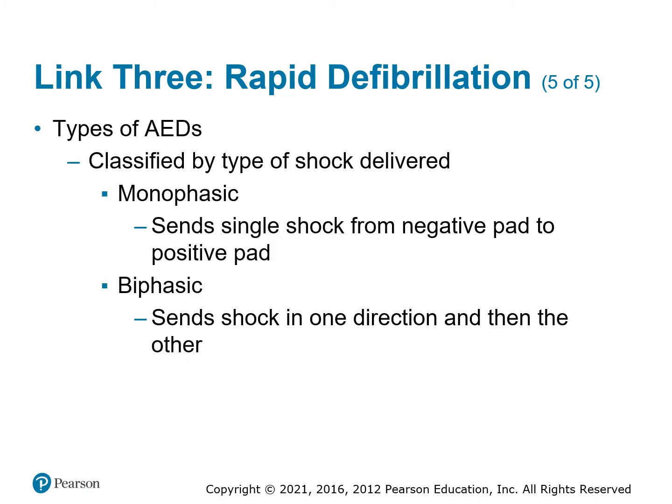We have 2 types of AEDs. We have a monophasic AED, which sends a signal from the right shoulder to the left lower chest. It's one complete shock. Biphasic will actually send it from both pads at the same time and meet in the middle. So with this technology, you're sending half the energy that you would for the monophasic.